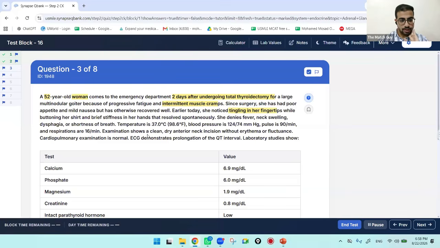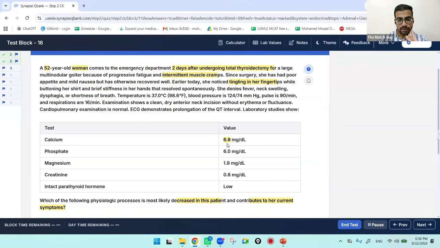So I do not even need to continue the question. Tingling in her fingertips, intermittent muscle cramps. I'm thinking hypocalcemia. Let's look at the values. Even without looking at the values, I know the classic manifestations and the keywords that they want to tell me. And after undergoing total thyroidectomy, that's my most common cause of what? Hypoparathyroidism. After a thyroid surgery, mostly because the parathyroid glands are located on the posterior aspects of the thyroid, they can either get inadvertently removed or their vasculature can get injured, and so we're going to get hypoparathyroidism.